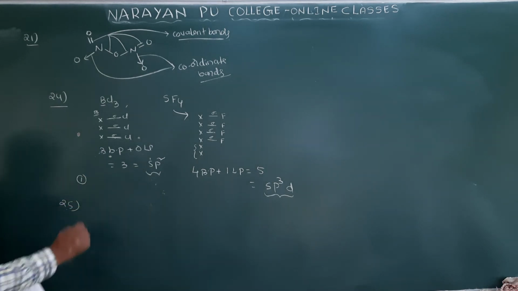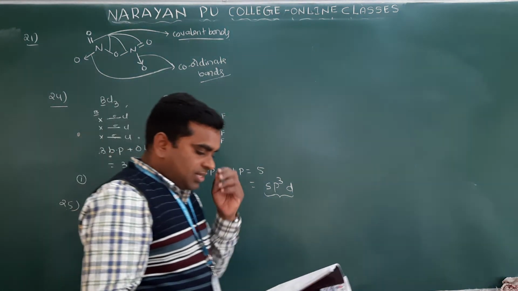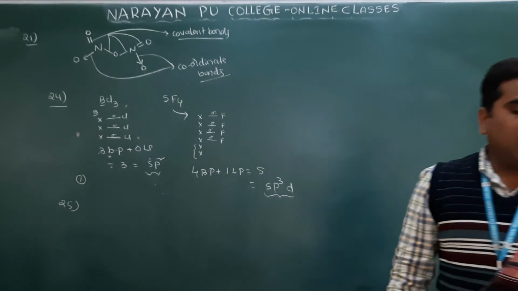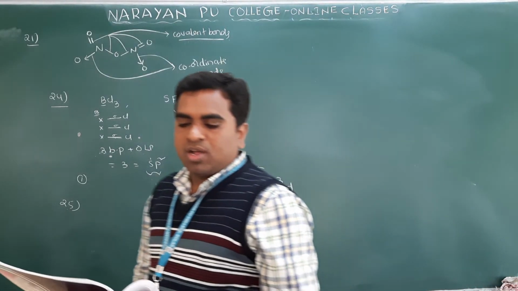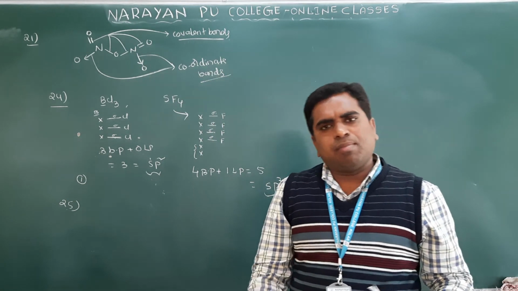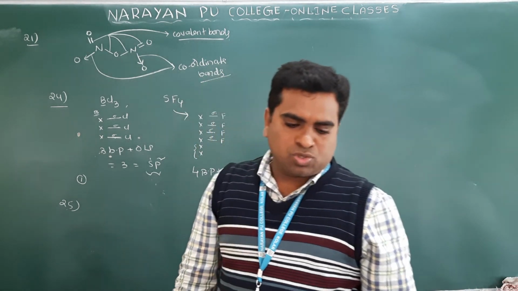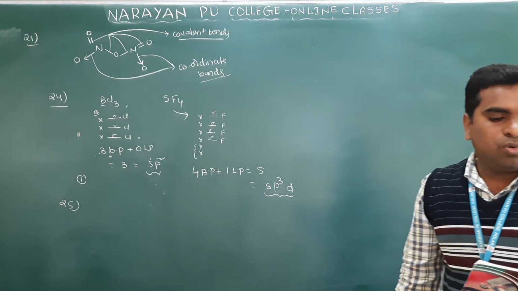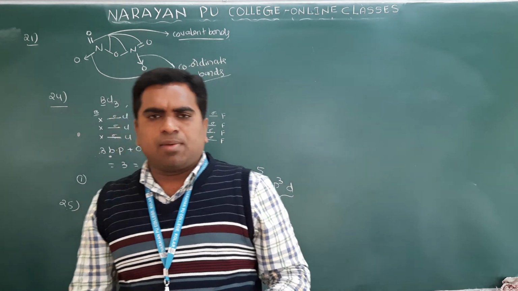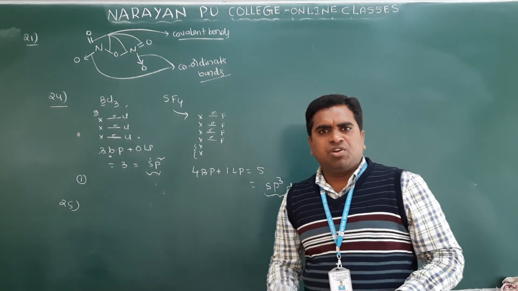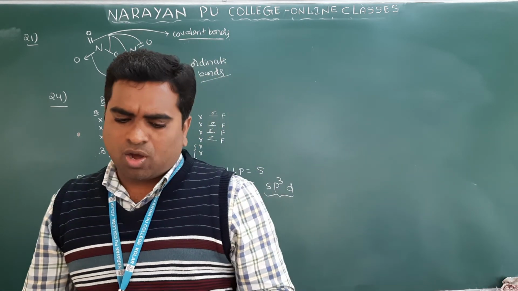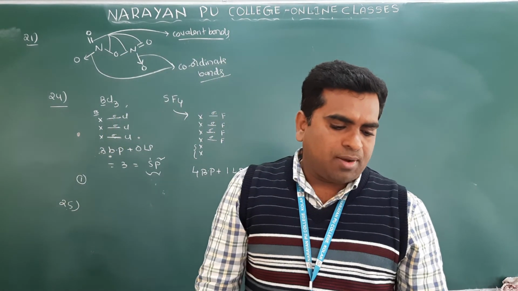Coming to question number 25. Clear? See question number 25. The bond order depends upon the number of electrons in the bonding and anti-bonding orbitals. Which of the following is correct? I already said bond order can be positive, negative, integral, and fractional. So your option should be: it can assume any value, positive, negative, integral or fractional, including 0 also. Bond order can be 0, positive, negative, and fractional also. So your option should be 4.